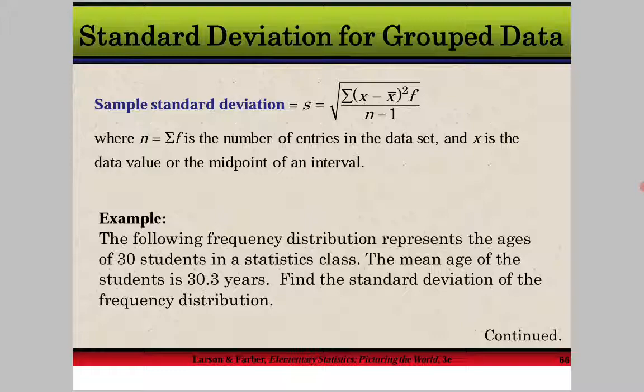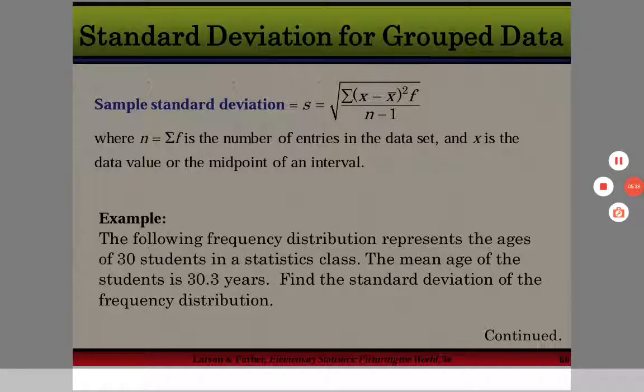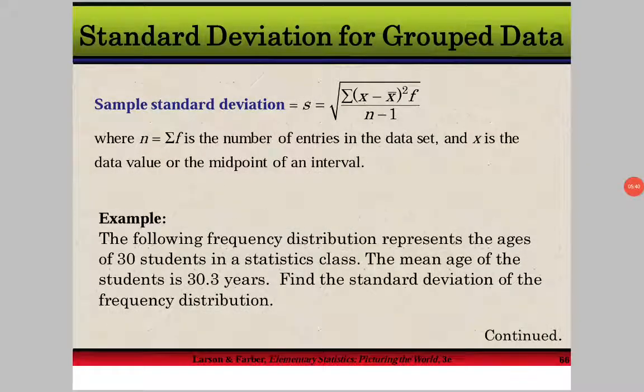So what is the formula for standard deviation? S is equal to the square root of sigma f times (x minus x bar) whole squared, divided by n minus 1, where n is equal to sigma f, the number of items in the data set, and x is the data value or the midpoint of the interval.